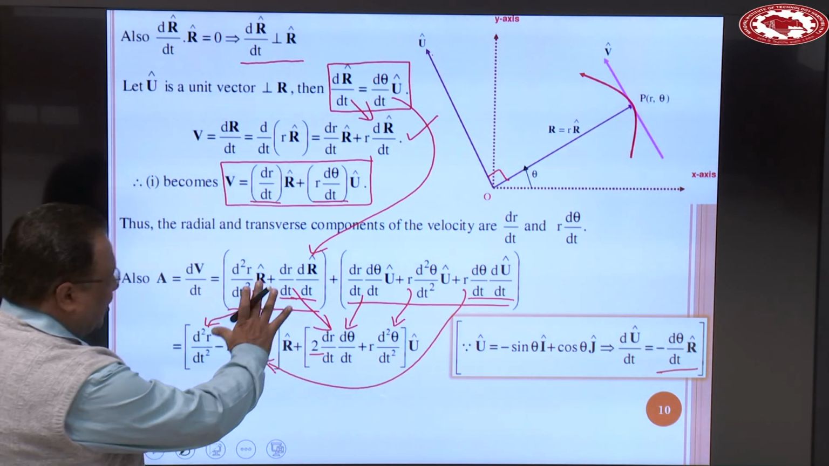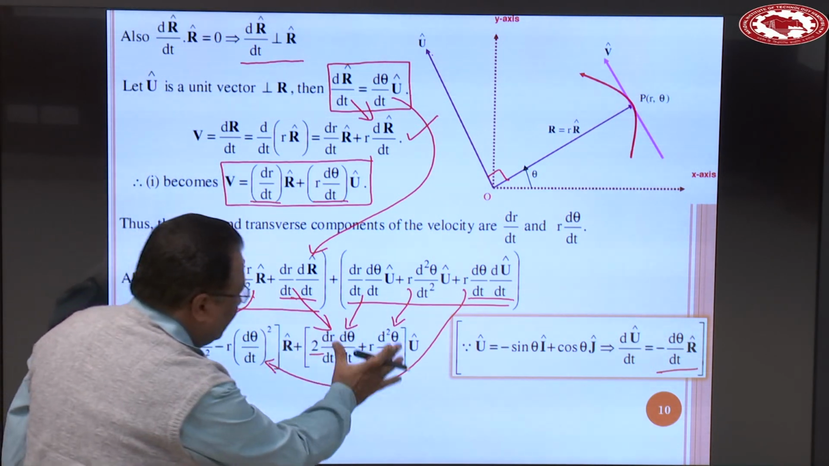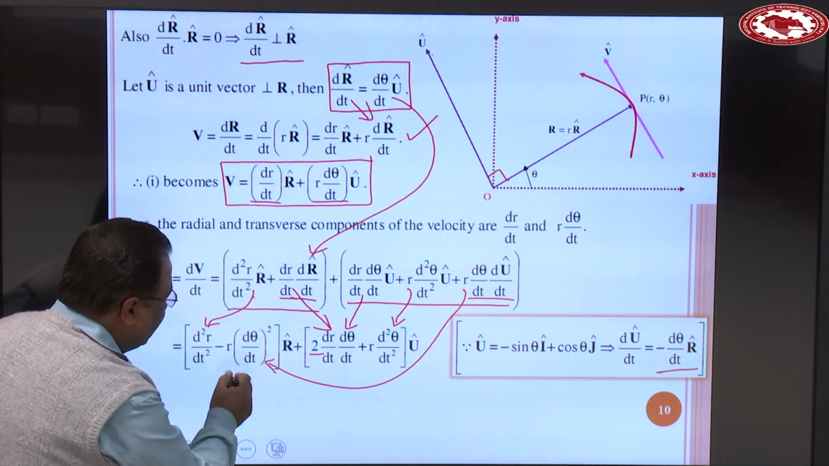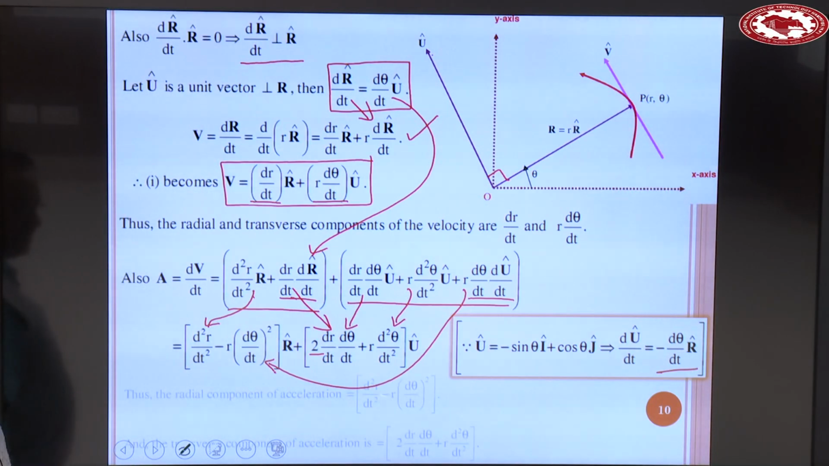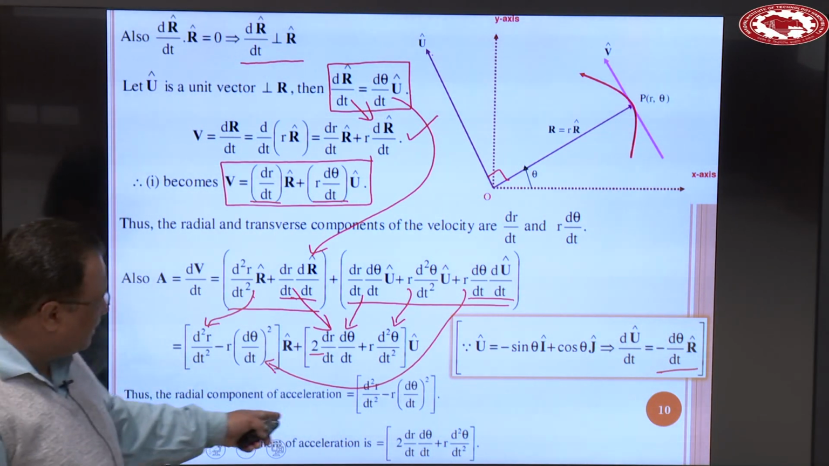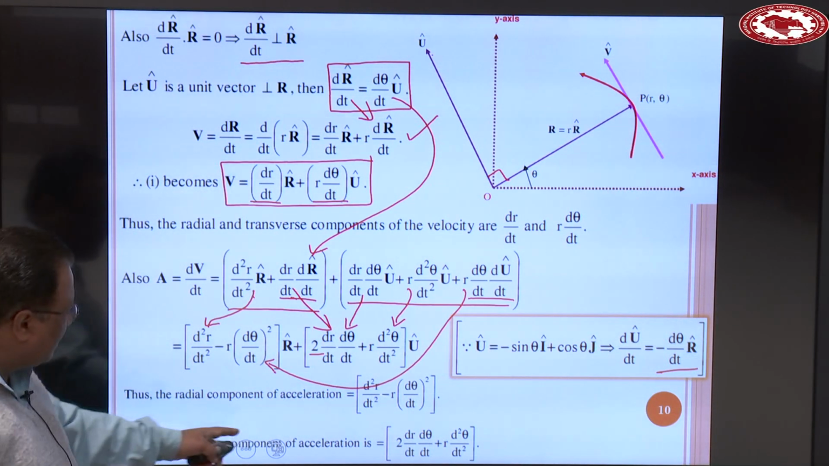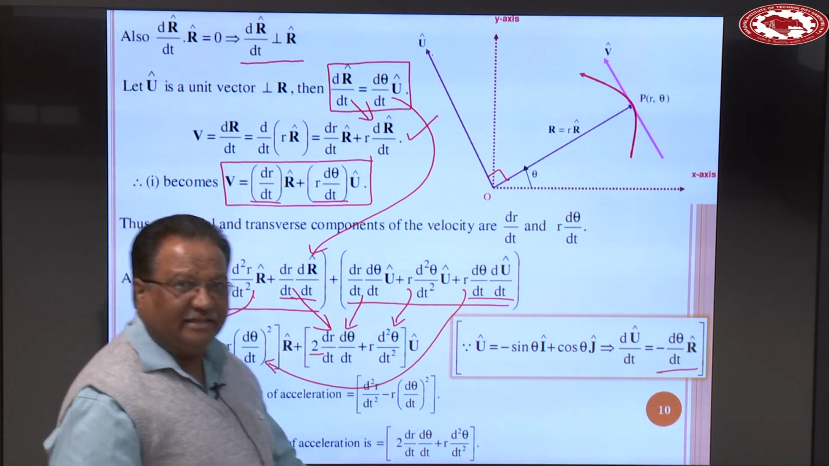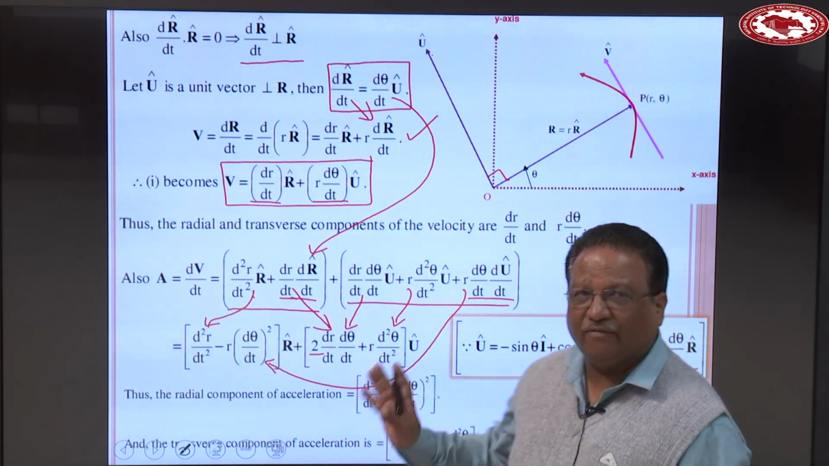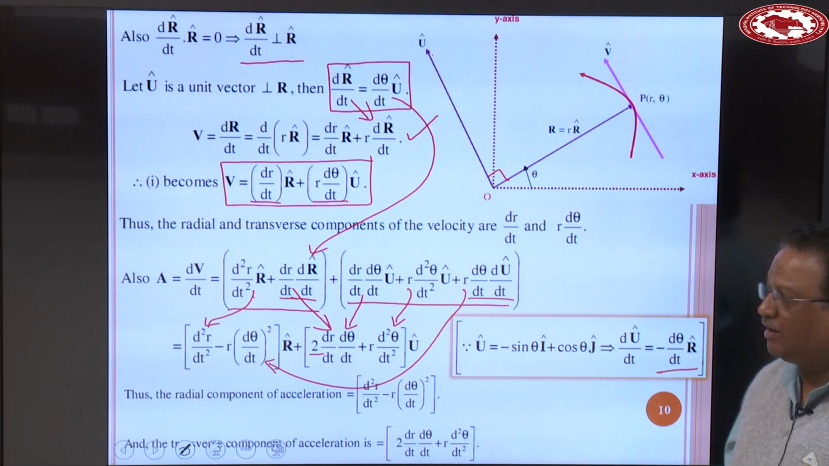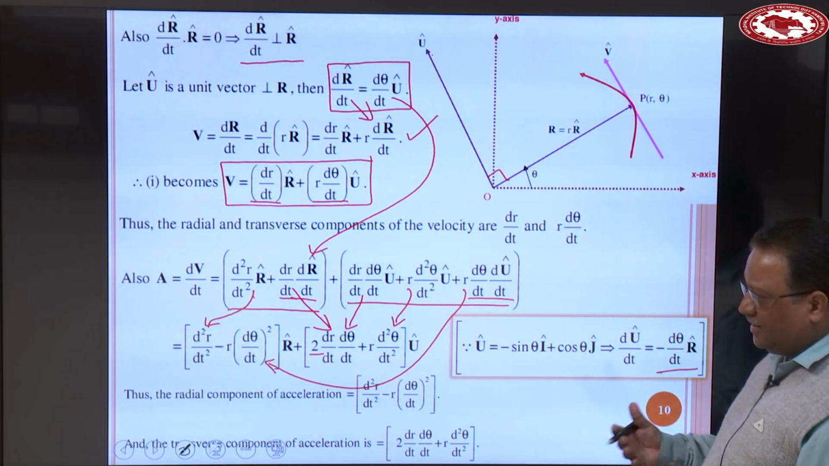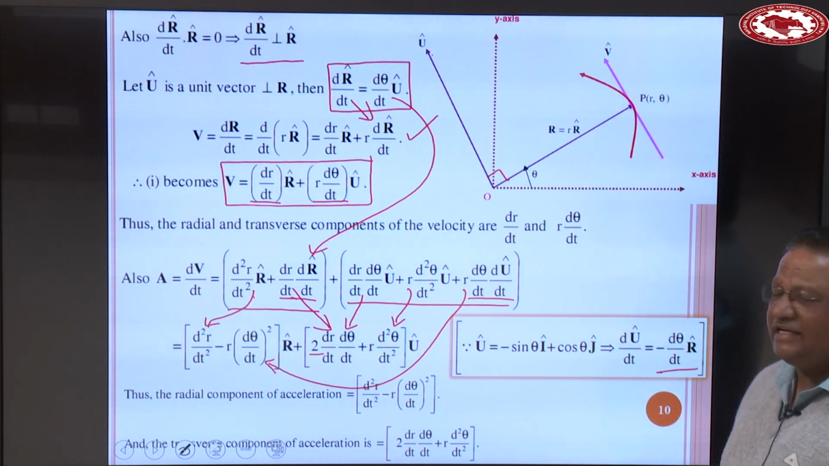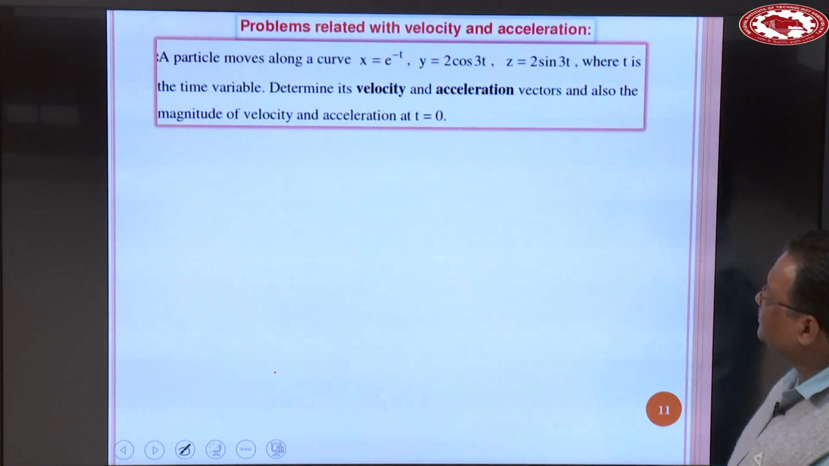So collect the coefficient of r cap and u cap, you will get this one is the radial component of acceleration and this one is the transverse component of acceleration, okay. So thus the radial component of acceleration is this and the transverse component of acceleration is this, and this completes the proof of this problem, okay, solution of this problem, okay. So in this way you can calculate this radial and transverse component of velocity as well as acceleration, okay.